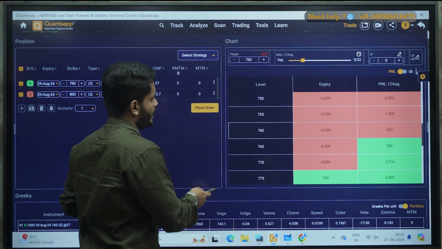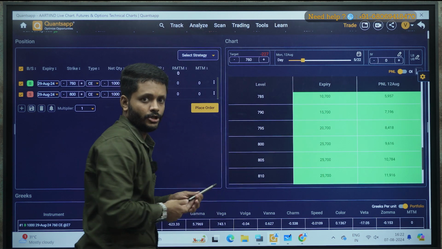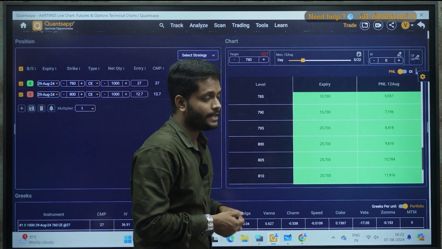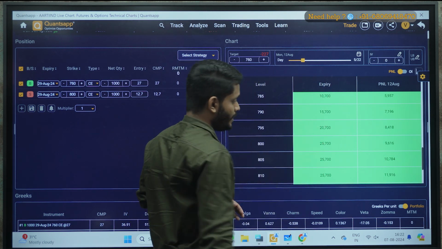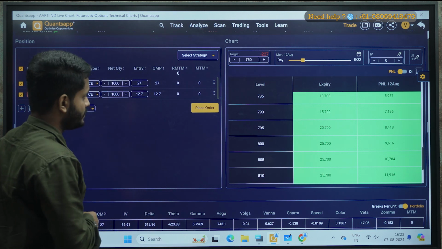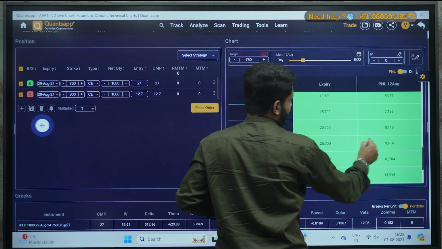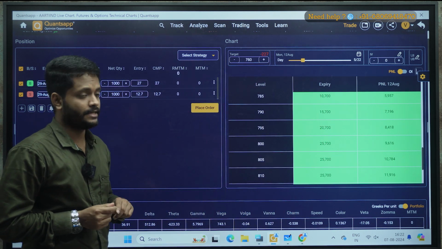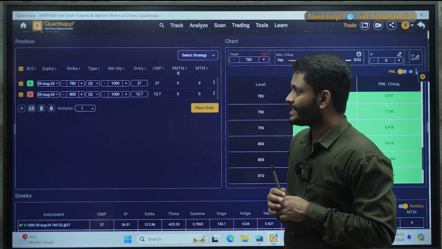Now here you can see, suppose your target is 800. Your target of 800 gets achieved on expiry. Can you see this? On expiry, if your target gets achieved, you will end up making 25,700 on this strategy. If this 800 level gets achieved immediately in the next 5 days, you will end up making 9,616. Correct? Now why so? For that you should be aware of the Greeks.